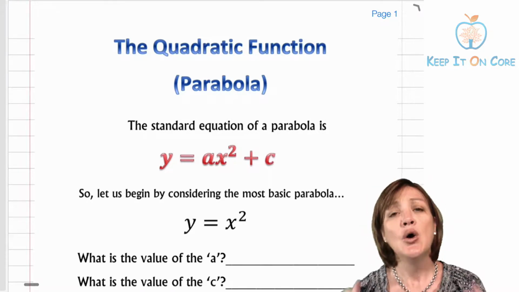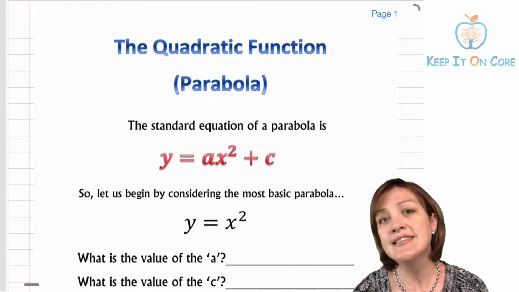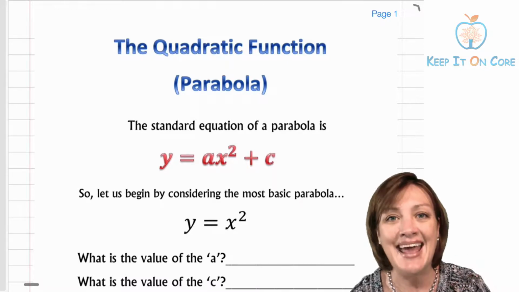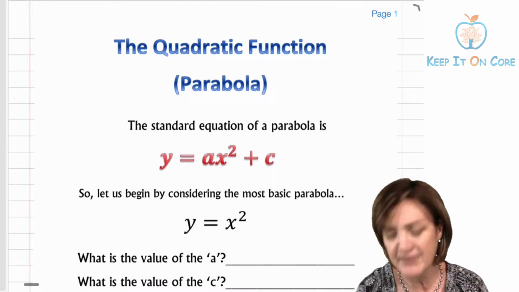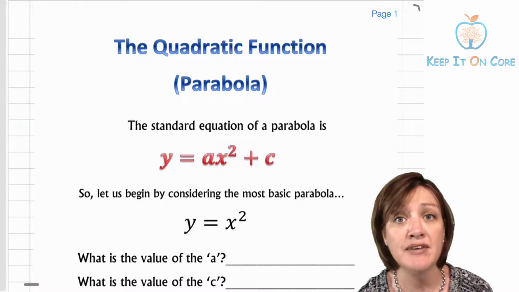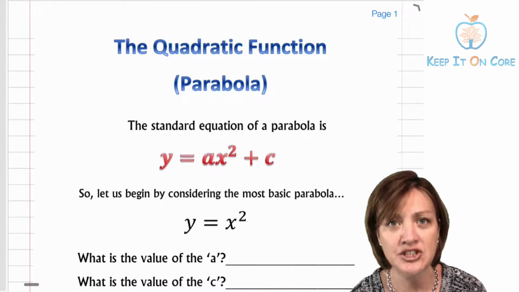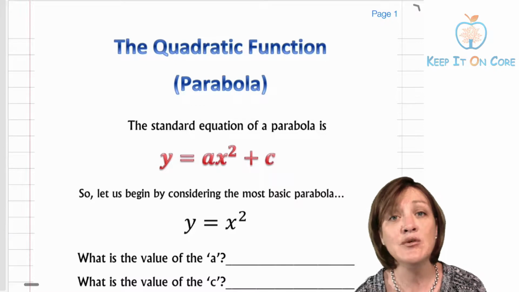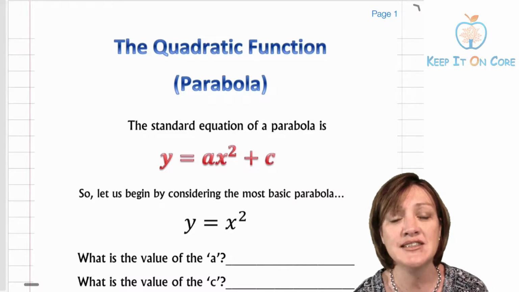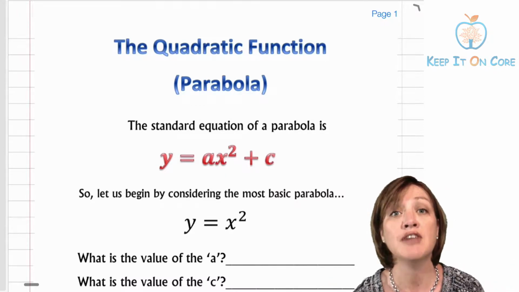all right? What we want to do in this video is investigate what effect the a has on the shape of the graph. What happens if that a gets bigger? What happens if it gets smaller? What does it do to the shape of your graph? As well as your c value. Okay, what influence does that c value have on what the graph looks like?